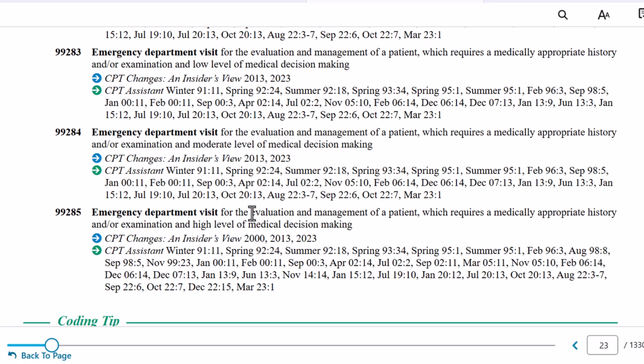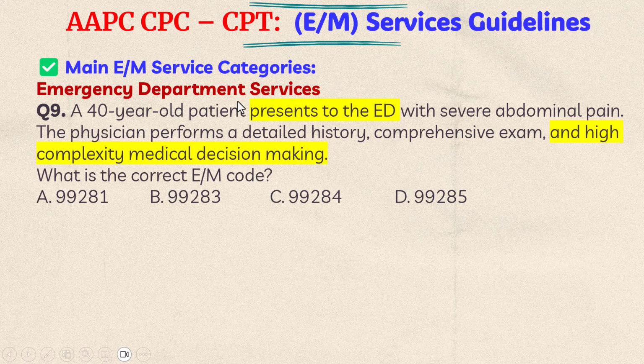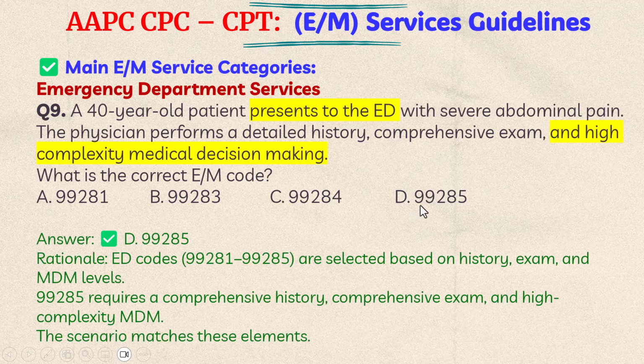Emergency department visit for the evaluation and management of a patient which requires a medically appropriate history and examination and high level of medical decision making. So in our case, emergency department visit, high level of medical decision making. So the correct code will be 99285. So the correct answer is D.